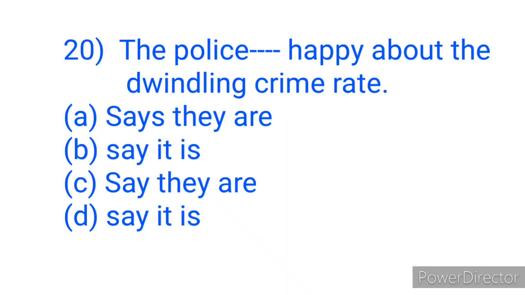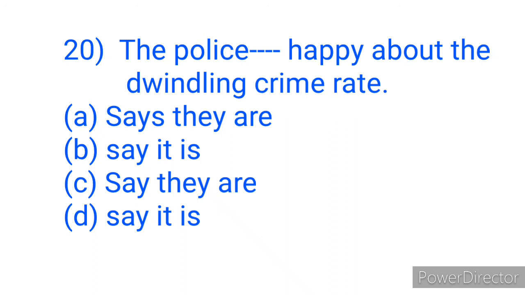Now option A, says they are. Remember I told you earlier that when a verb has s, it is singular. So says is singular, so it's not the correct answer. Option B, say it is. Say is plural, but it is singular, so it's not the correct answer. You cannot use a plural verb and a singular pronoun in the same sentence. It's wrong.